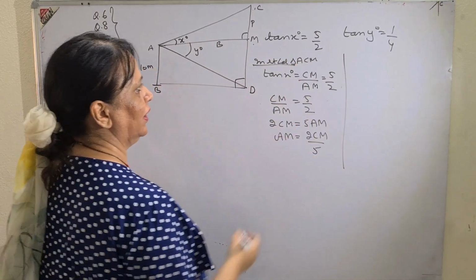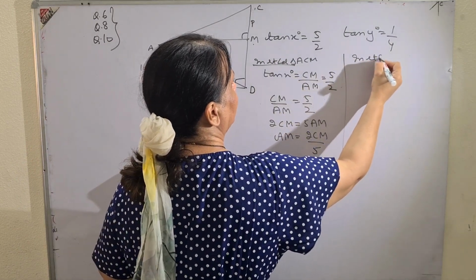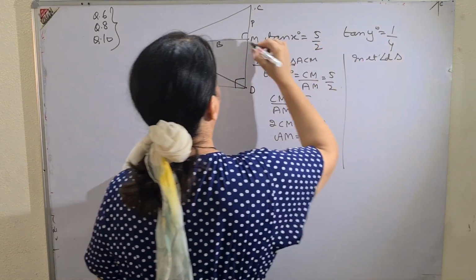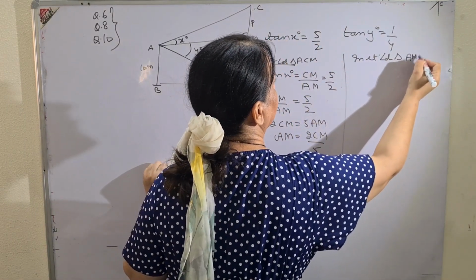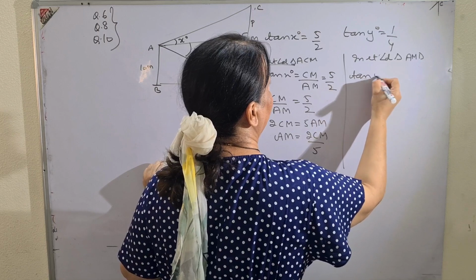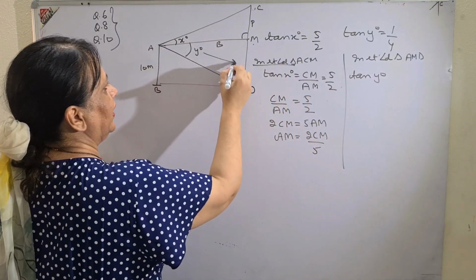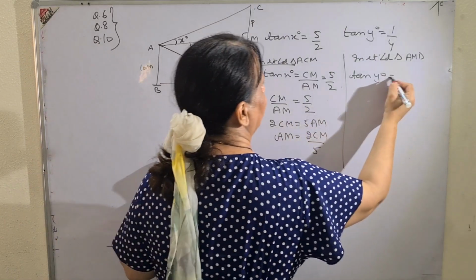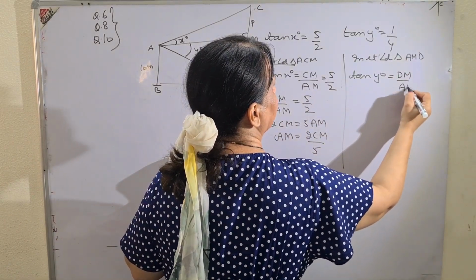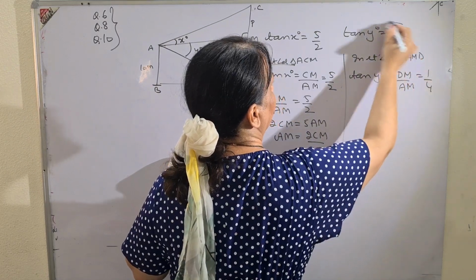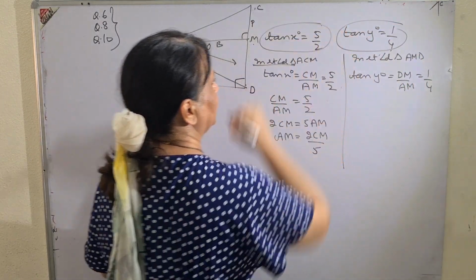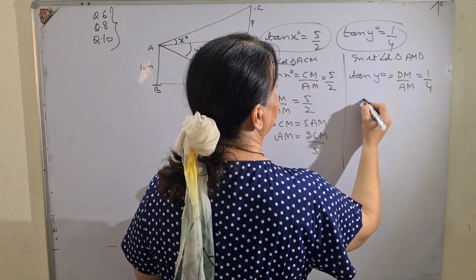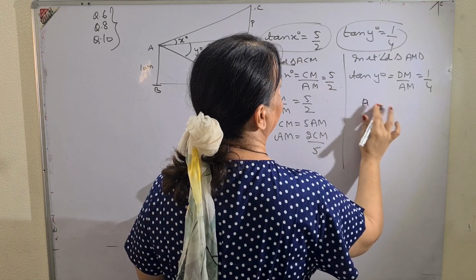Then come to the second one. In right angled triangle AMD, this is the depression angle, tangent of y degree. So opposite to y is MD, that is perpendicular, and adjoining is AM, so MD over AM or DM over AM is equal to, given in the question, 1 by 4. I have written before also on the top. So this will be 4 DM, or you can say AM is equal to 4 DM.